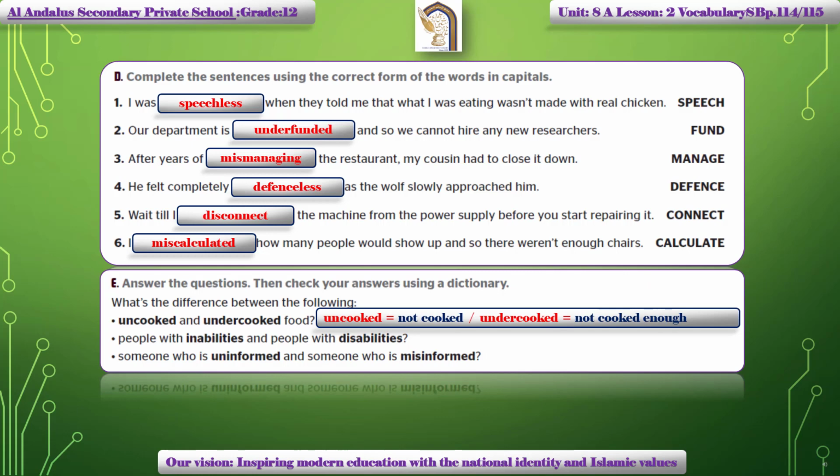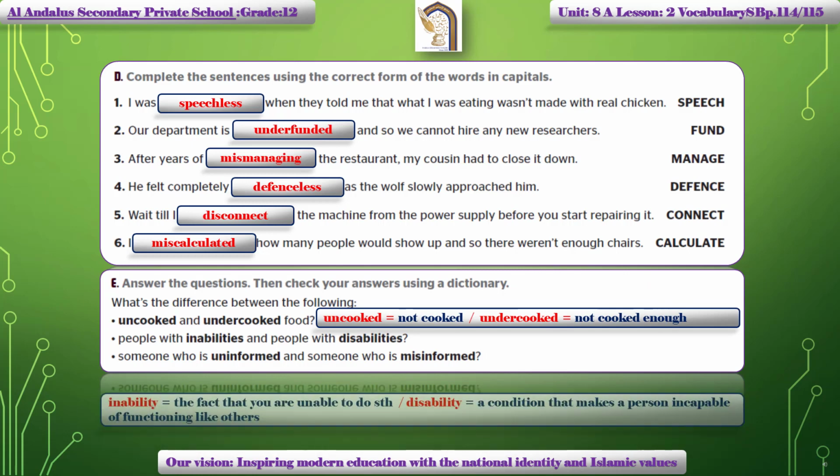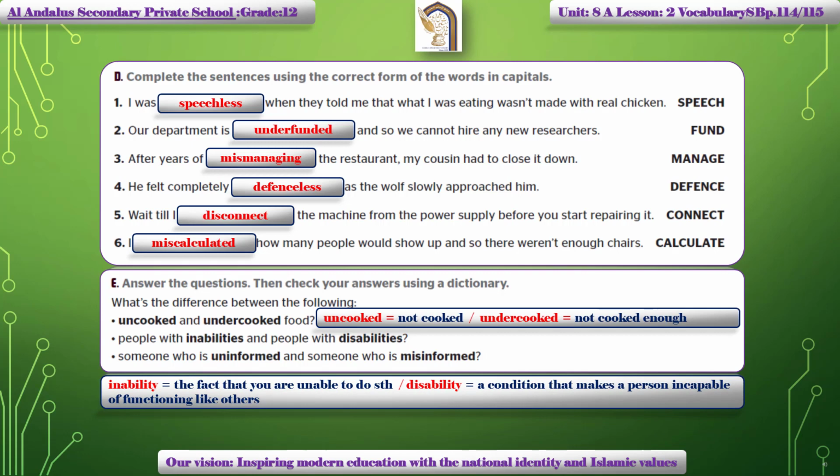The second question. People with inabilities and people with disabilities. Let's have a look at the detailed answer. Inability, the fact that you are unable to do something. For example, you are unable to use a computer. But disability means a condition that makes a person incapable of functioning like others. If somebody has a problem with functioning his hand, his leg, this is a disability. I think it is clear now.